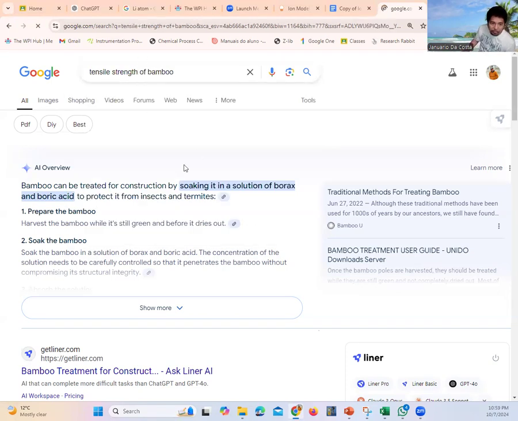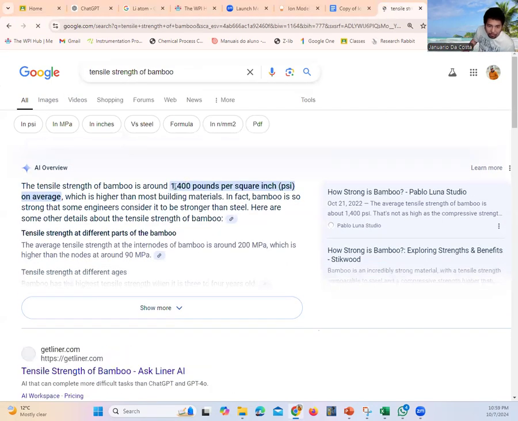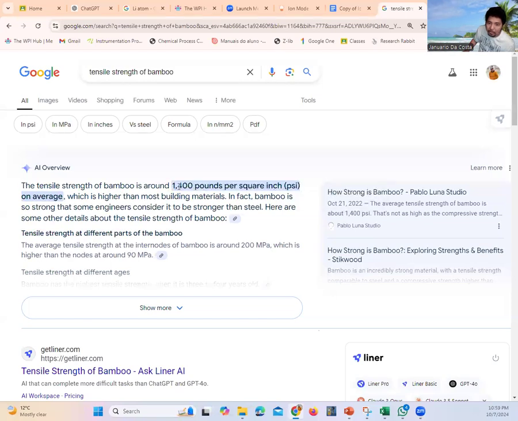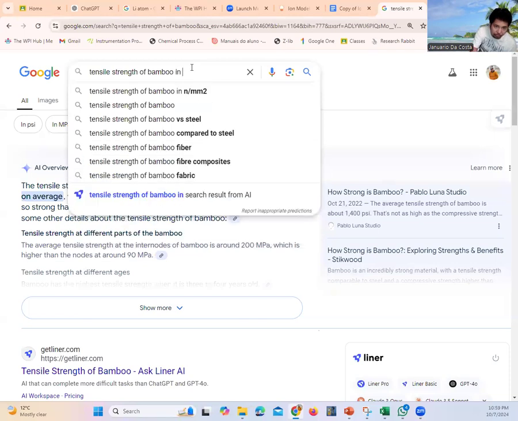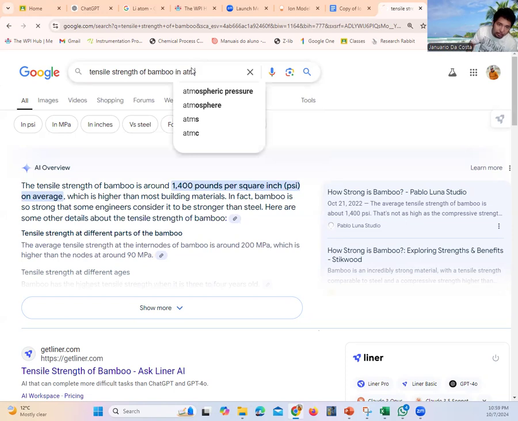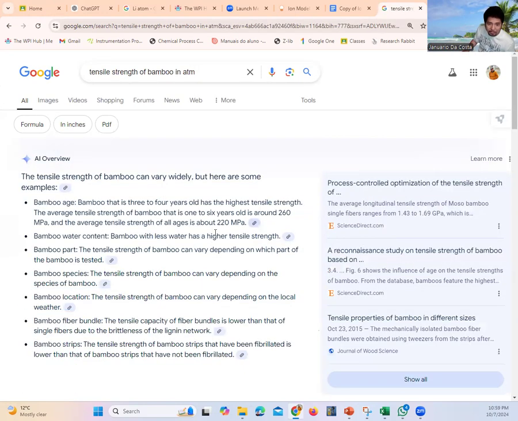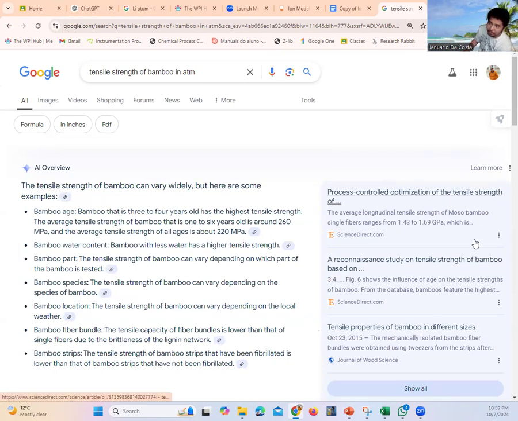Okay, the tensile strength of bamboo is around 1,400 psi, or in equivalent, it's about 220 megapascal. That's a very good material, yeah. So bamboo has about 220 megapascal.